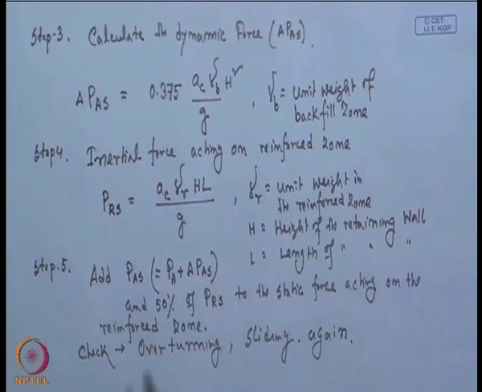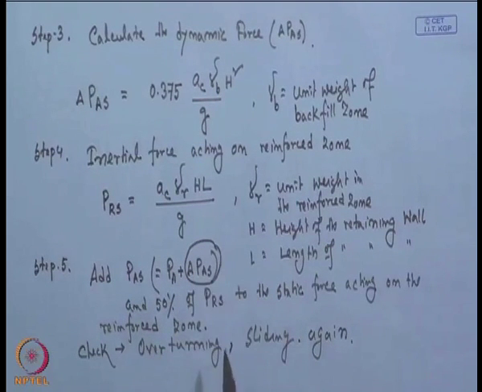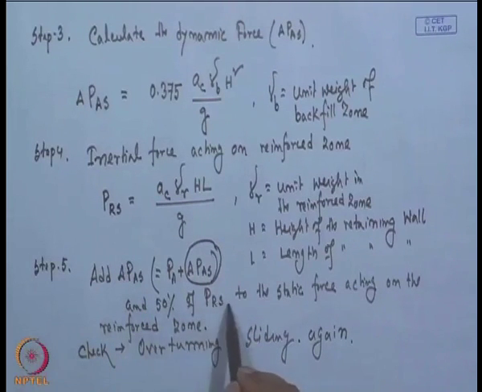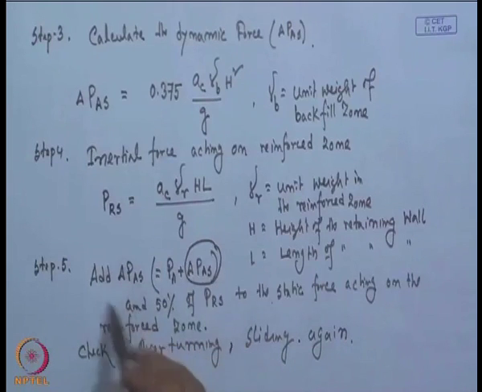So, that means, as it was designed for that purpose, we have already checked overturning and sliding for the static condition. Now, to that static condition force, we have to add this delta P_AS. This P_A is only for the static condition. So now we add delta P_AS and 50% of P_RS: the total dynamic force and 50% of the inertial force, added to the static force P_A, acting on the reinforced zone.